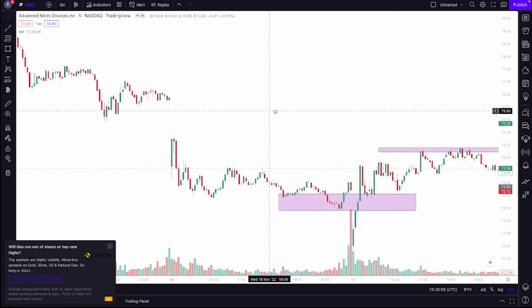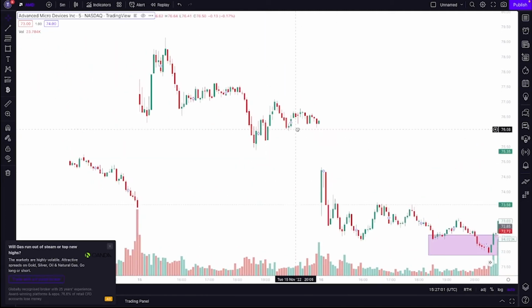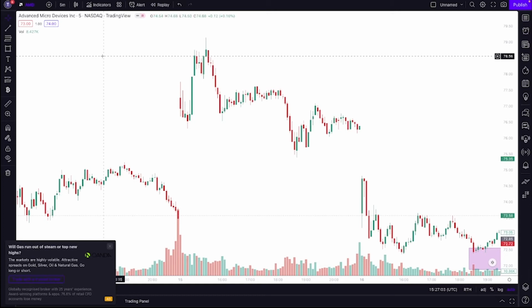I'll give you a few more examples. Let me just find a few more examples. But we got another example here. Again, we get that phase. Of course, we had a bit of a gap up. I think this is because we're not in after hours, so it shows these little gaps.